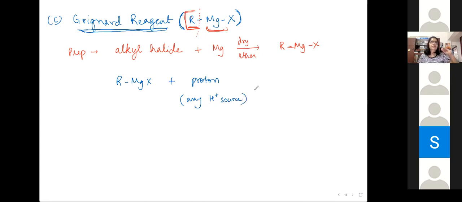Even if you put it in the presence of water or ammonia, which are not necessarily acidic, compared to Grignard reagent they definitely are. It has a tendency to separate out the hydrogen from the others, and you get an alkane. Any source of proton. For example, if I take CH3MgI plus water, I'll get CH4 and MgOHI.